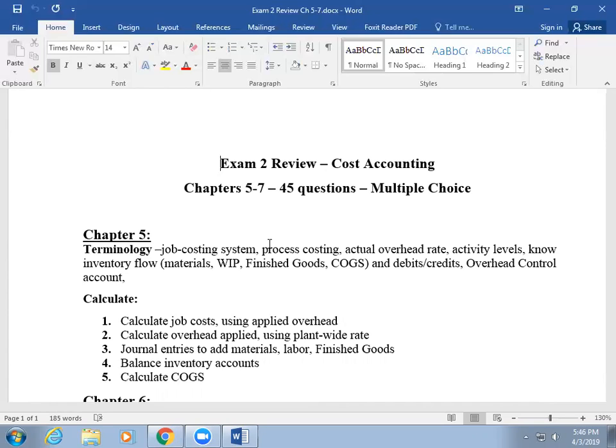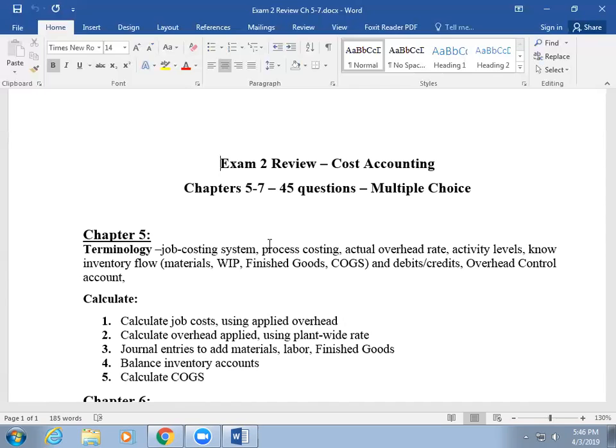I think chapter 5 was pretty straightforward. Unless you guys can correct me if I'm wrong, but I think everyone did pretty well. And it was like before spring break. And I think everyone was pretty solid on chapter 5. So those are just some terminology things to review. Like I said, I think I got rid of activity levels because we didn't really talk about that.